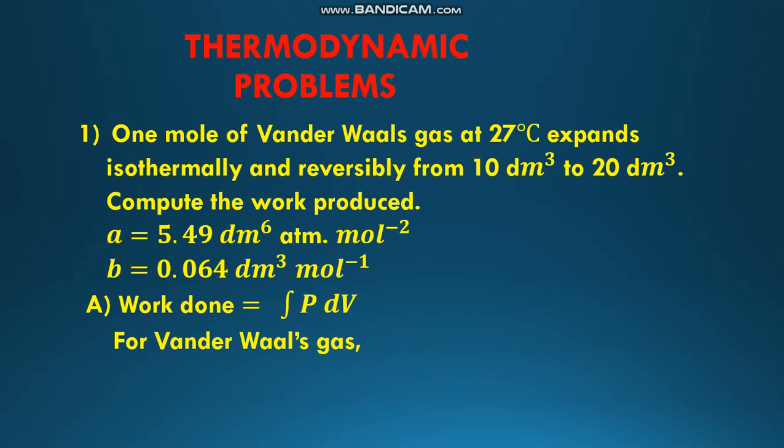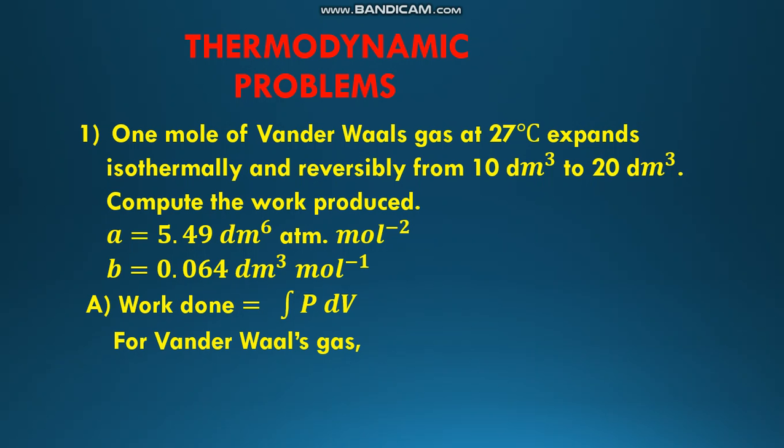Number one: one mole of van der Waals gas at 27 degrees centigrade expands isothermally and reversibly from 10 decimeter cube to 20 decimeter cube. From this, compute the work produced. For this, the constants are given as A equal to 5.49 decimeter^6 atmosphere mole^-2, B equal to 0.064 decimeter cube mole^-1.